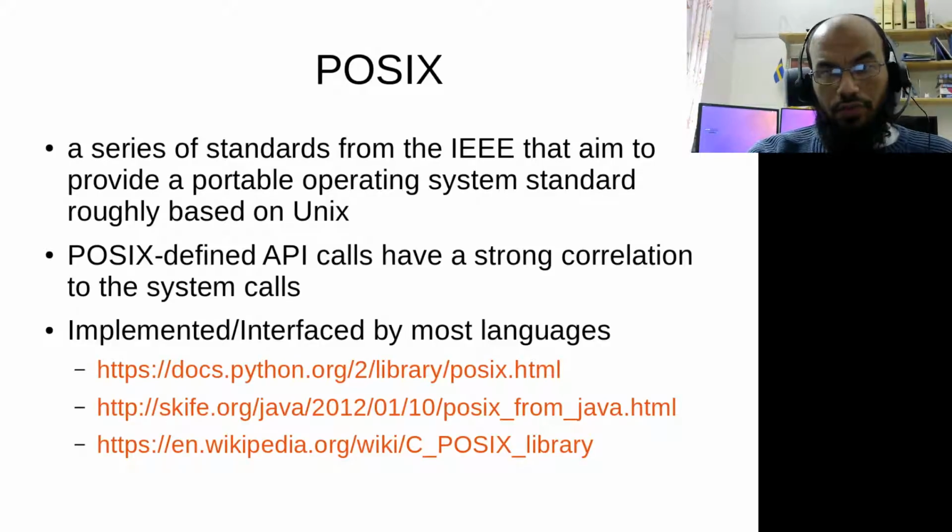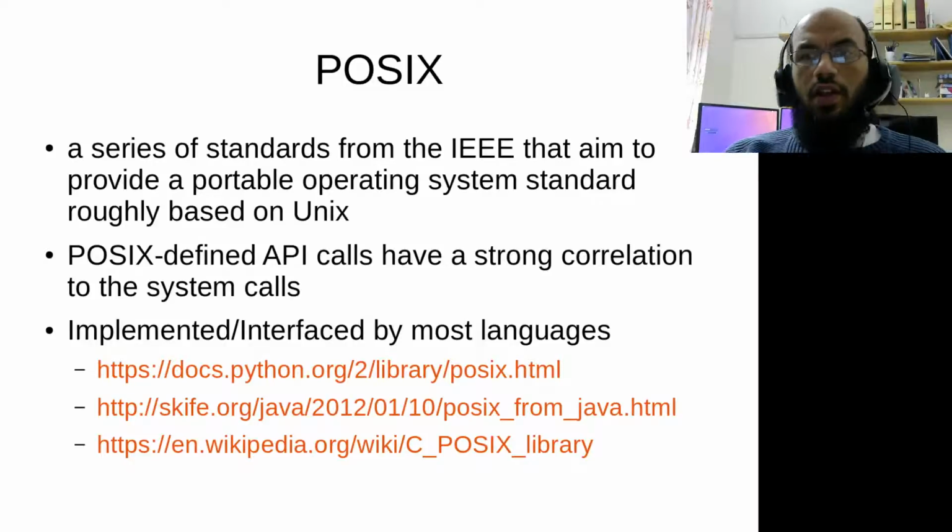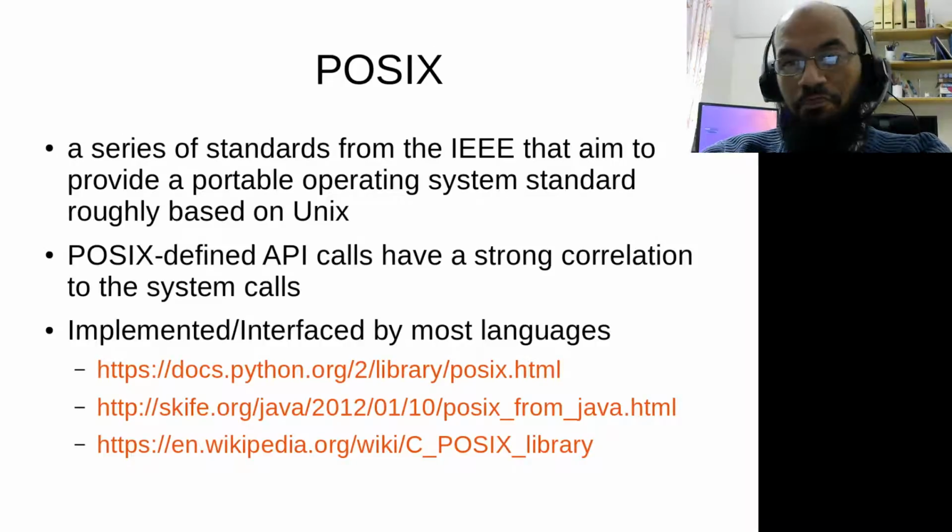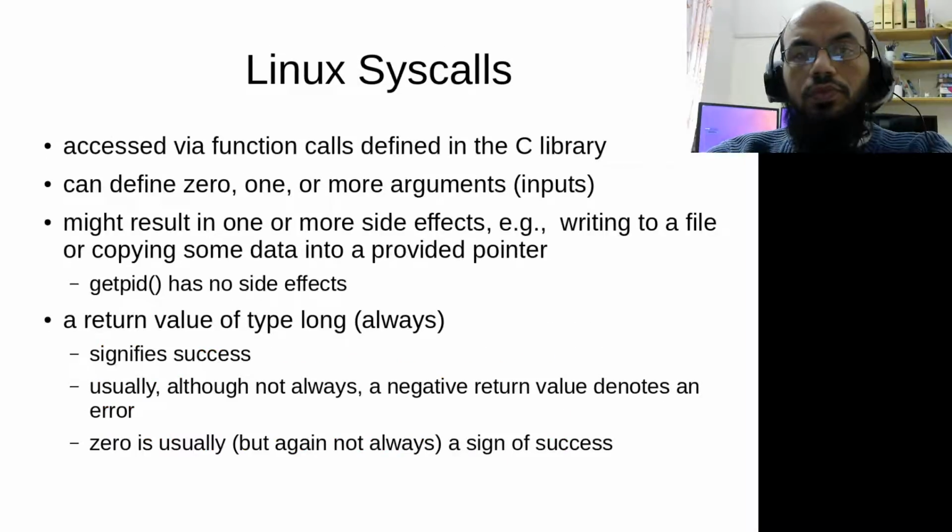They implement the standard. Actually, a language like Go, for example, implements the standard by just calling the system calls. So there are different design decisions related to using POSIX. Linux system calls are accessed via function calls to the C library. That's the way you would do it in normal programs, and they are defined in the C library.